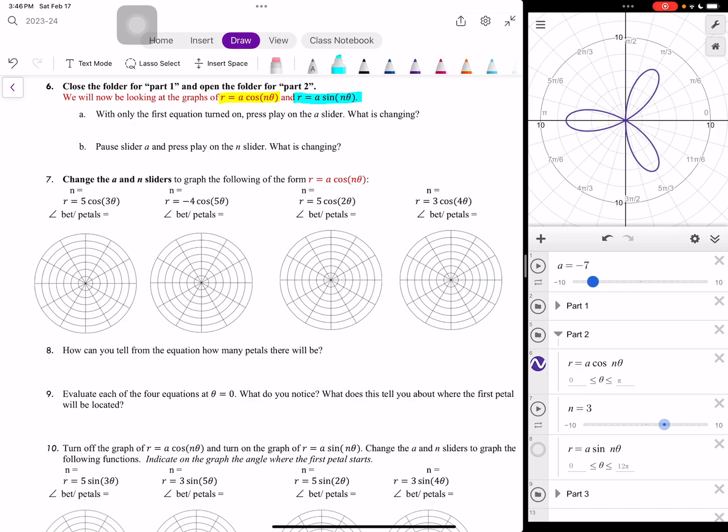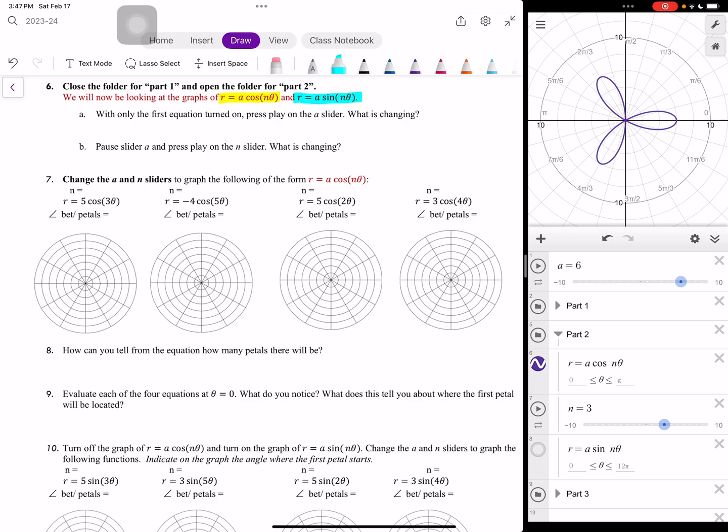But when A is negative, the first petal is symmetric to the polar axis, but it's on the left side. When A is positive, you're symmetric about the x-axis, but now you're on the right side. Okay, so that's when we change A.